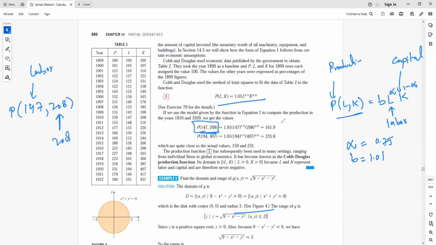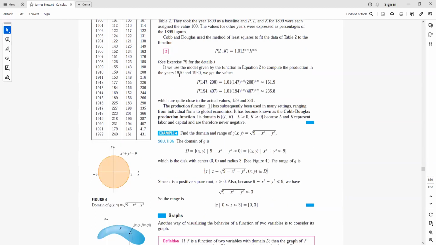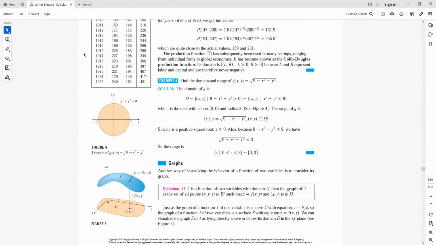So we'll get the value, that is the production, as 161.9, right? And similarly we can find p of 194 comma 407 as well. So these are some practical examples of multivariable functions, right? Now let's take one more example. Find the domain and range of this function, right?